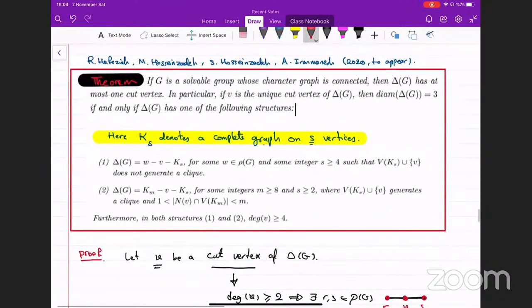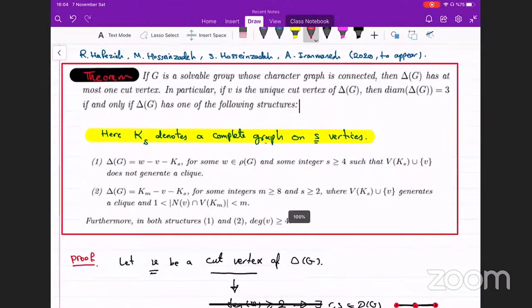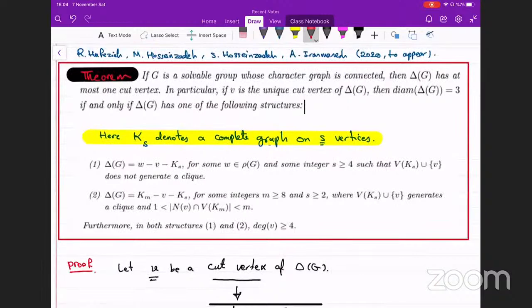Okay, so the theorem that we have is that if G is a solvable group whose character graph is connected and diameter 3, then delta G has at most one cut vertex. What does it mean? Whether your graph has no cut vertex. Remember the case of S3 direct product A4, the graph was this one. It has no cut vertex, or it has exactly one cut vertex. So because of this, we say that the character graph has at most one cut vertex.